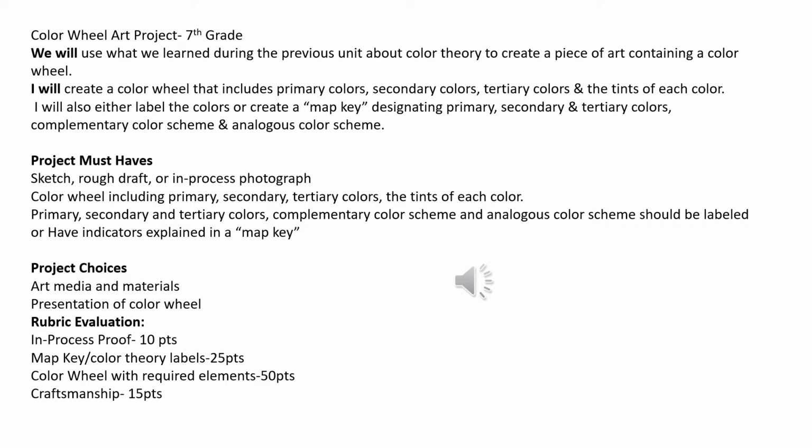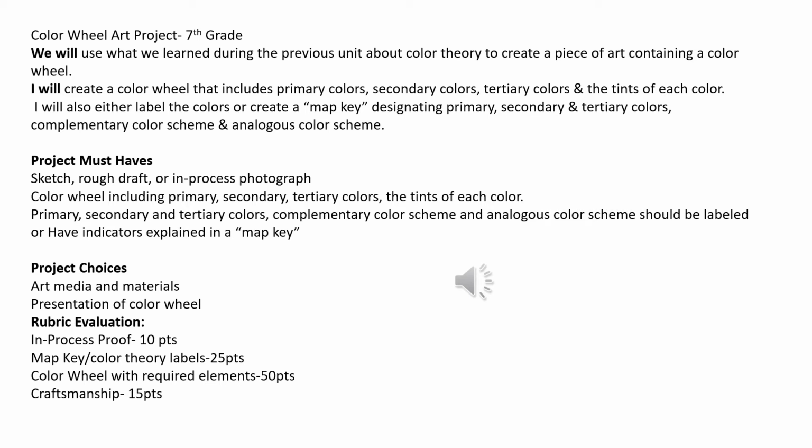The must-have for these projects: sketch, rough draft, or in-process photograph. Color wheel including primary, secondary, tertiary colors and the tints of each color. Primary, secondary, and tertiary colors, complementary color scheme, and analogous color scheme should be labeled or have indicators explained in a map key. Student choices for this project: art media and materials, presentation of color wheel.